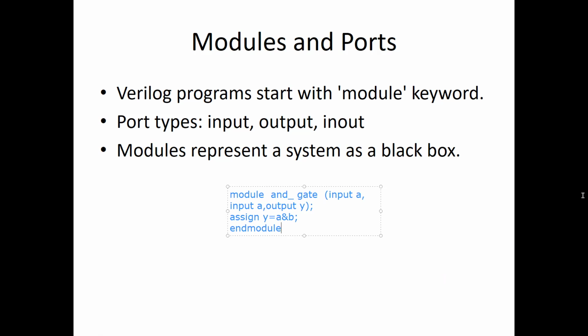So this defines an AND gate with two inputs and one output. Hope you got it. This is the keyword. These are the ports, input and output. In an AND gate we have two inputs, so input A, input B, and output Y. Now we have to write the process of the AND gate, that is, assign Y equals A and B, and endmodule. Hope you got it.